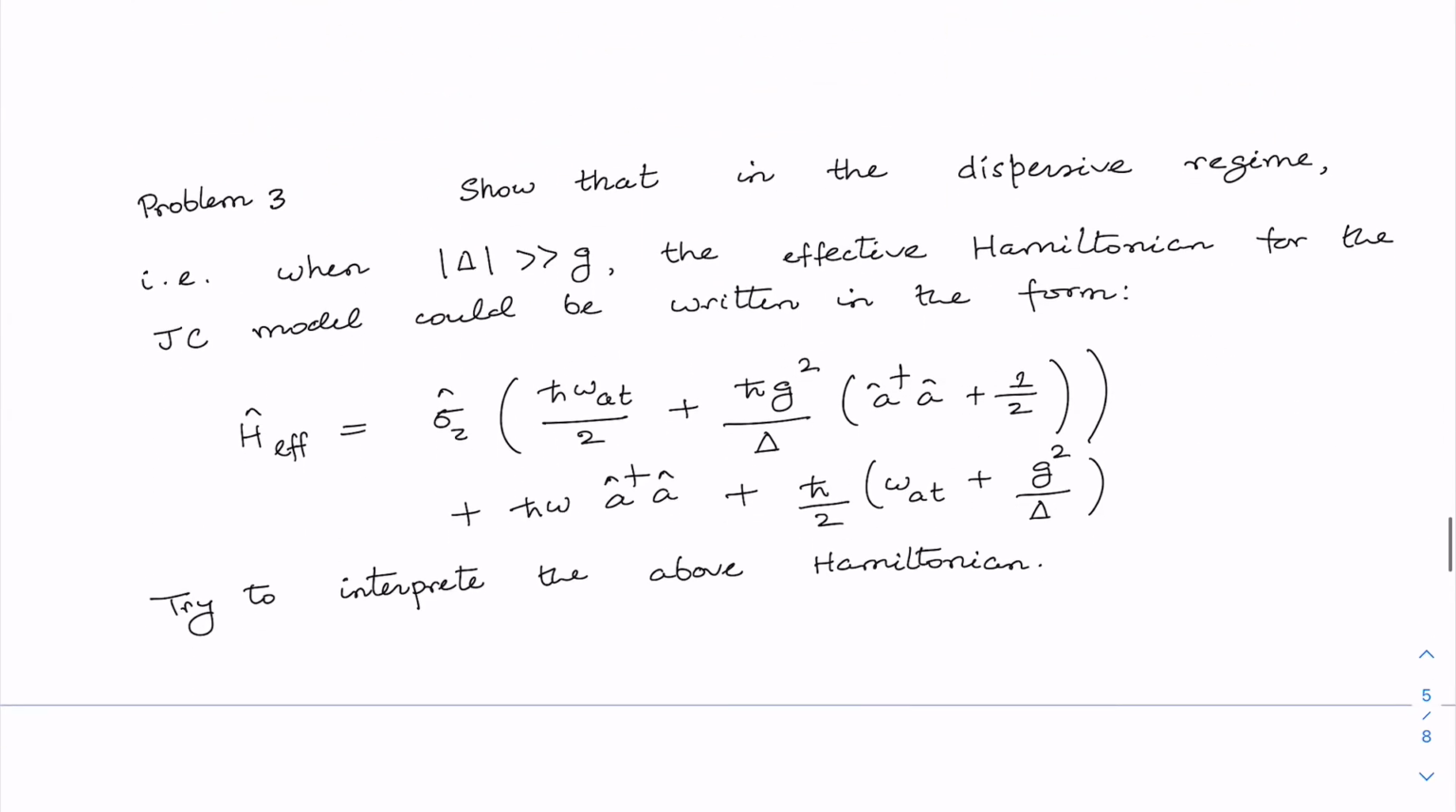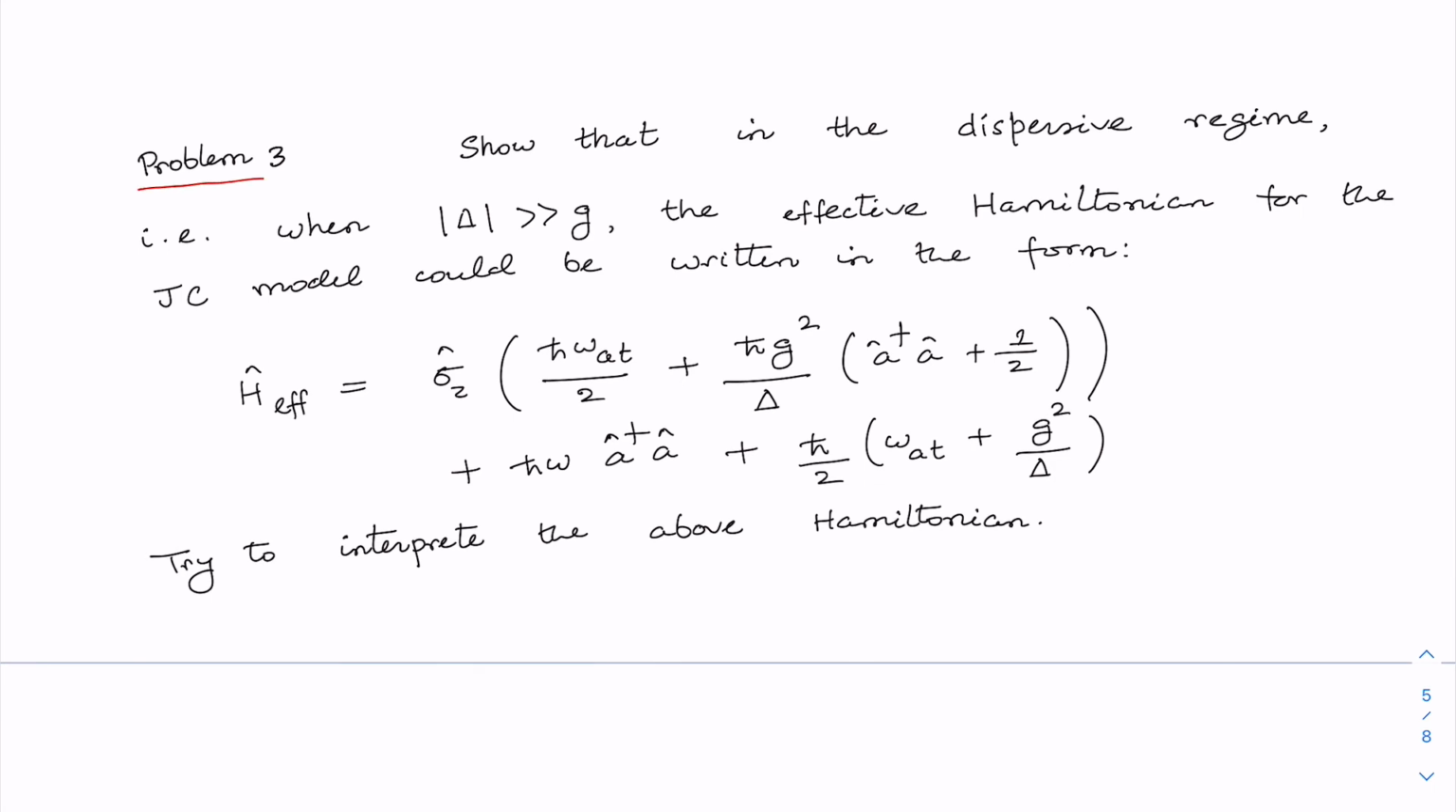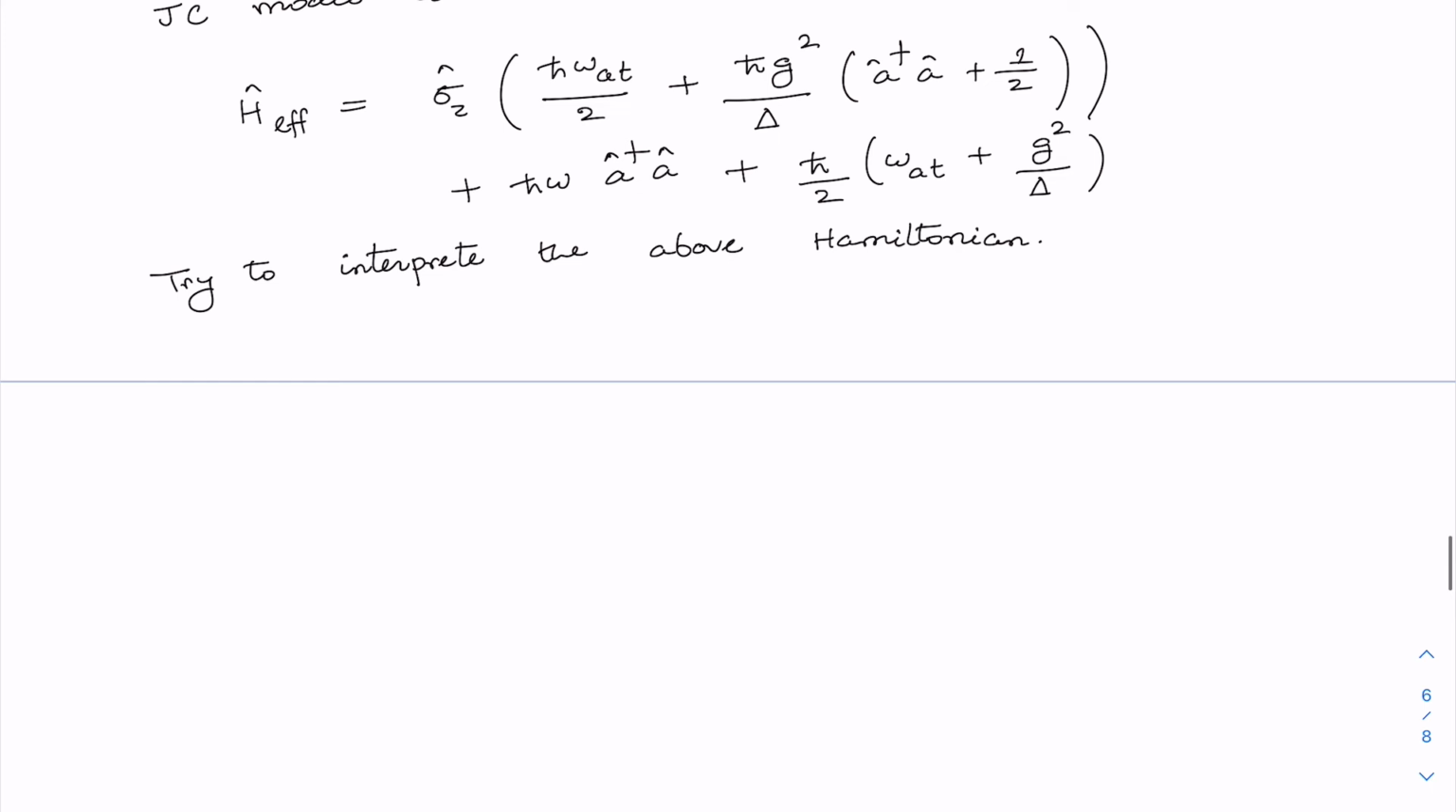Now let us work out this particular problem. You are asked to show that in the dispersive regime, that is when the magnitude of the detuning parameter is much larger than the coupling, the effective Hamiltonian for the Jaynes-Cummings model could be written in this particular form. Okay, so let us do it. In fact, we have discussed the dispersive regime of the Jaynes-Cummings model in lecture number 16, and I request you to refer to that lecture. There we wrote down the effective Hamiltonian in this form.